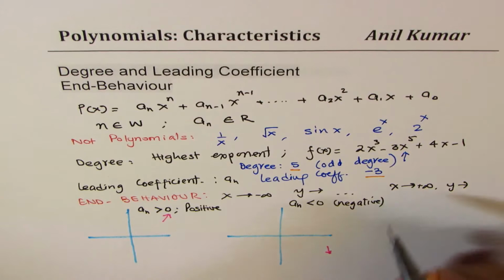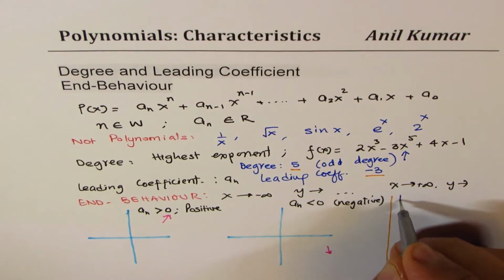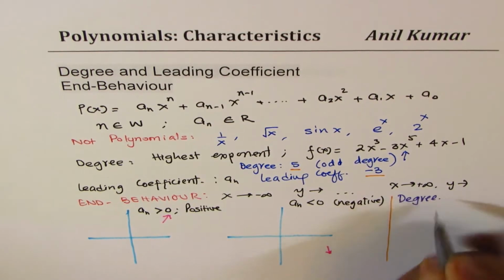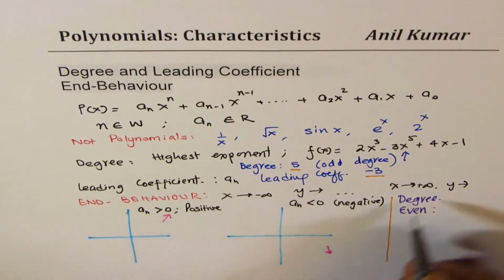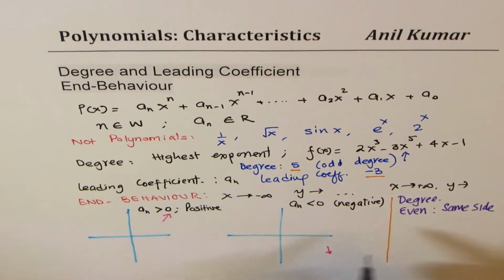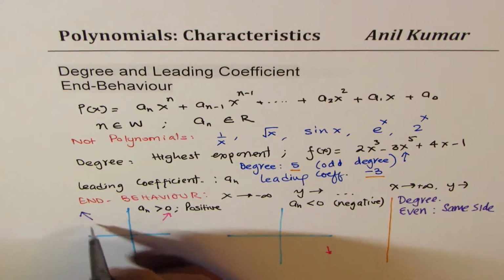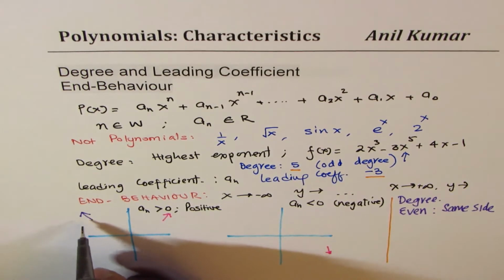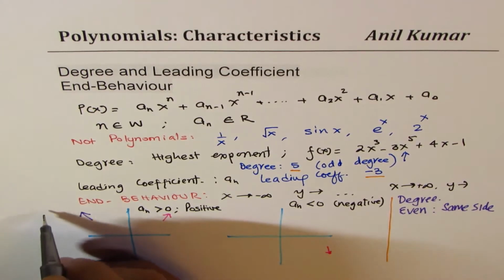Now we will analyze. So we have seen the leading coefficient. Now we will see what is the effect of degree. So if degree is even, then both will face the same side. So if the right side is up and we have even degree, then same side. Do you understand what I'm trying to say? This is the same side behavior when the degree is even.